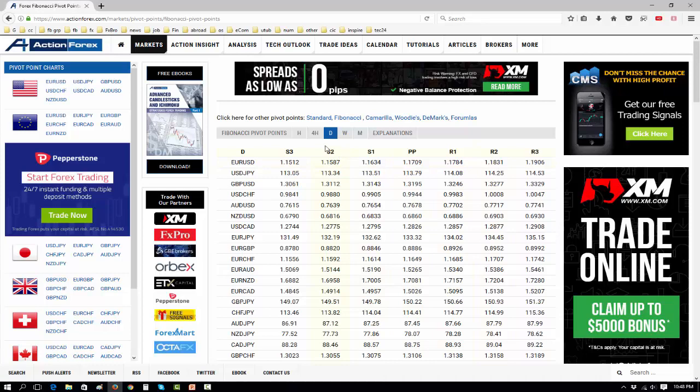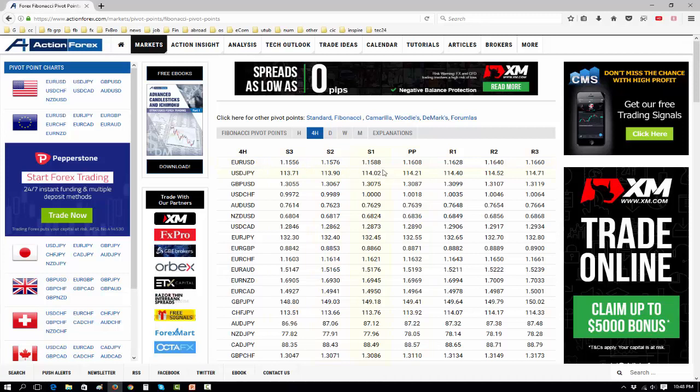And if we calculate for the H4 chart, just click H4 and you see the H4 pivot point is 1.1608 and resistance 1 is 1.1628, resistance 2 is 1.1640 and resistance 3 is 1.1660, and in this way support 1 is 1.1588, support 2 is 1.1576 and support 3 is 1.1556.